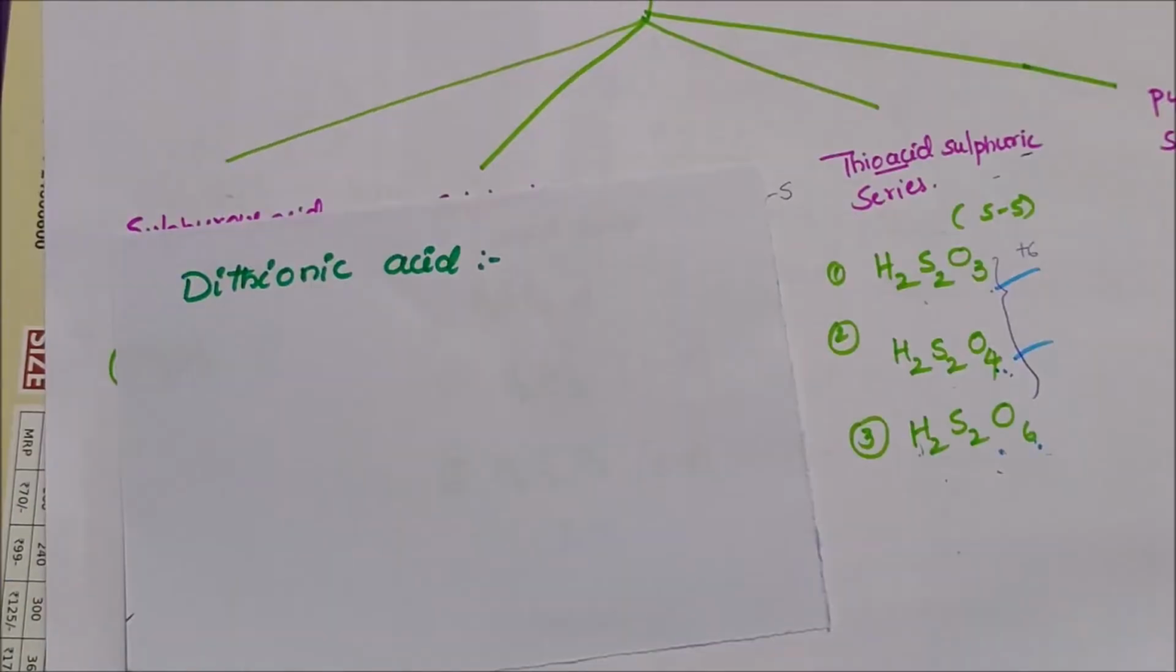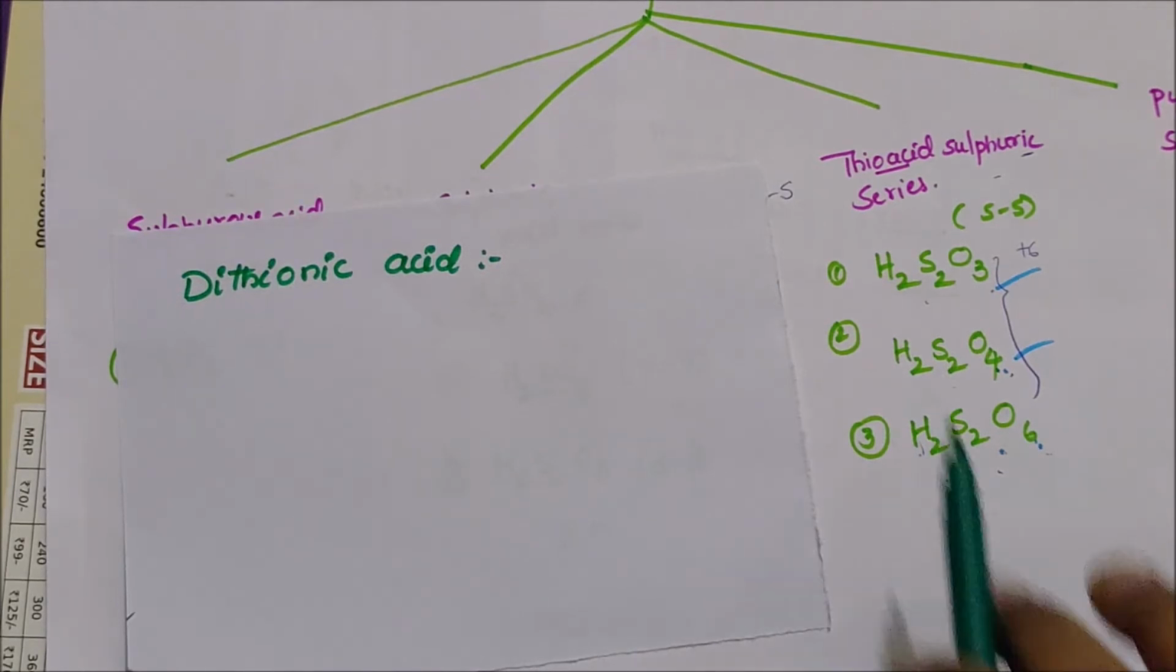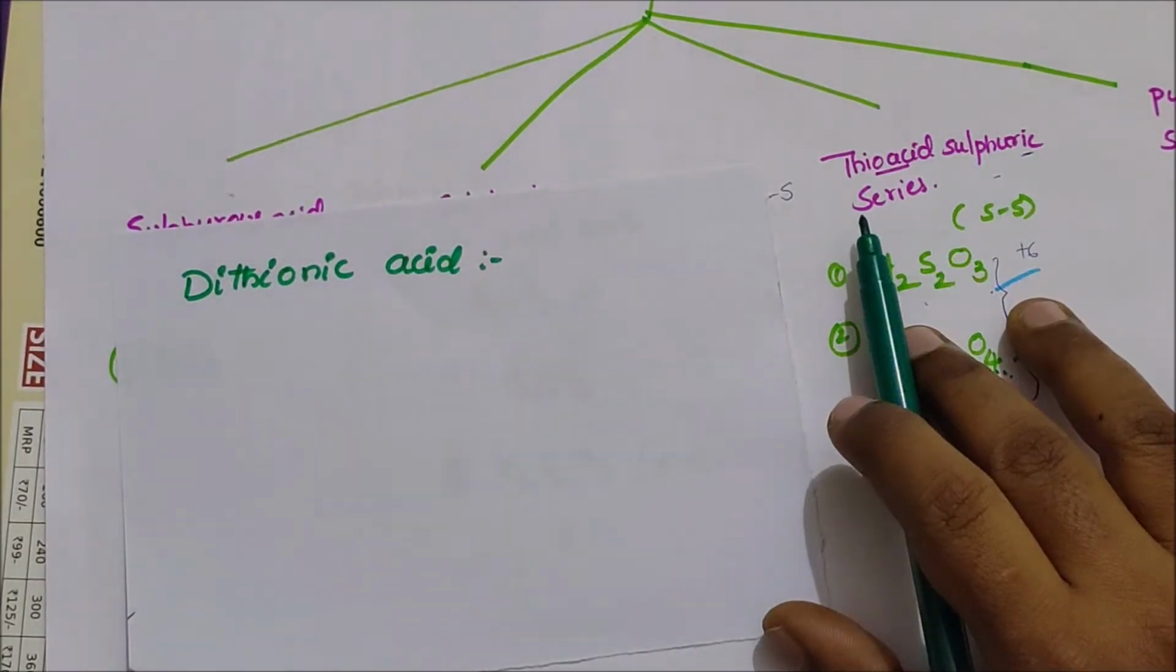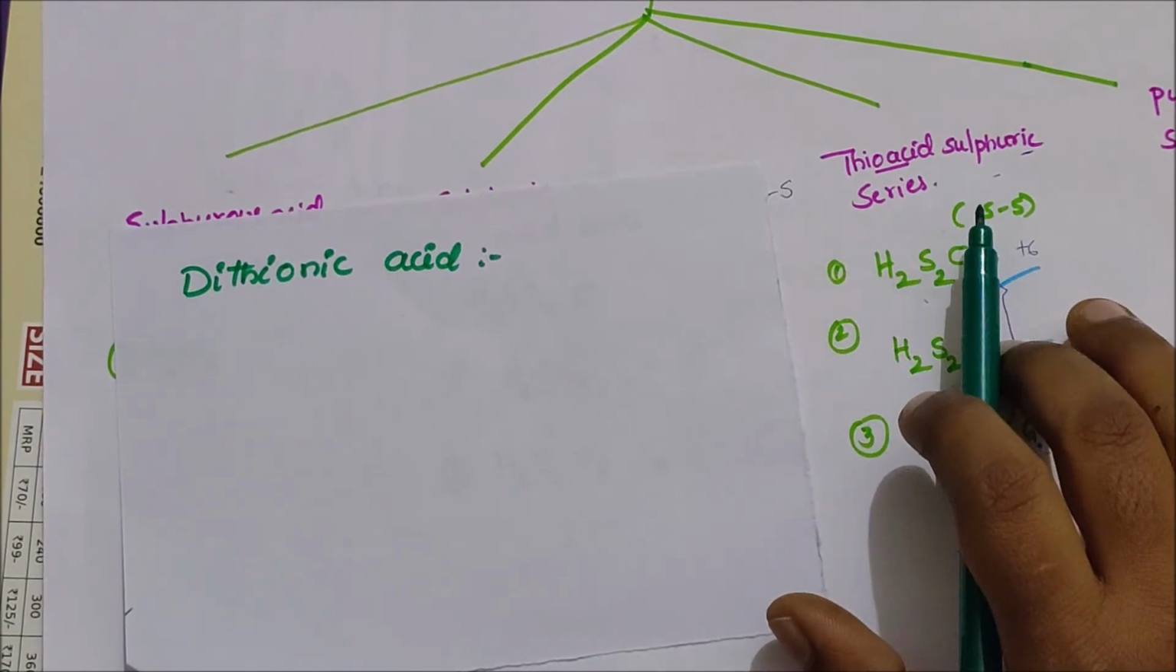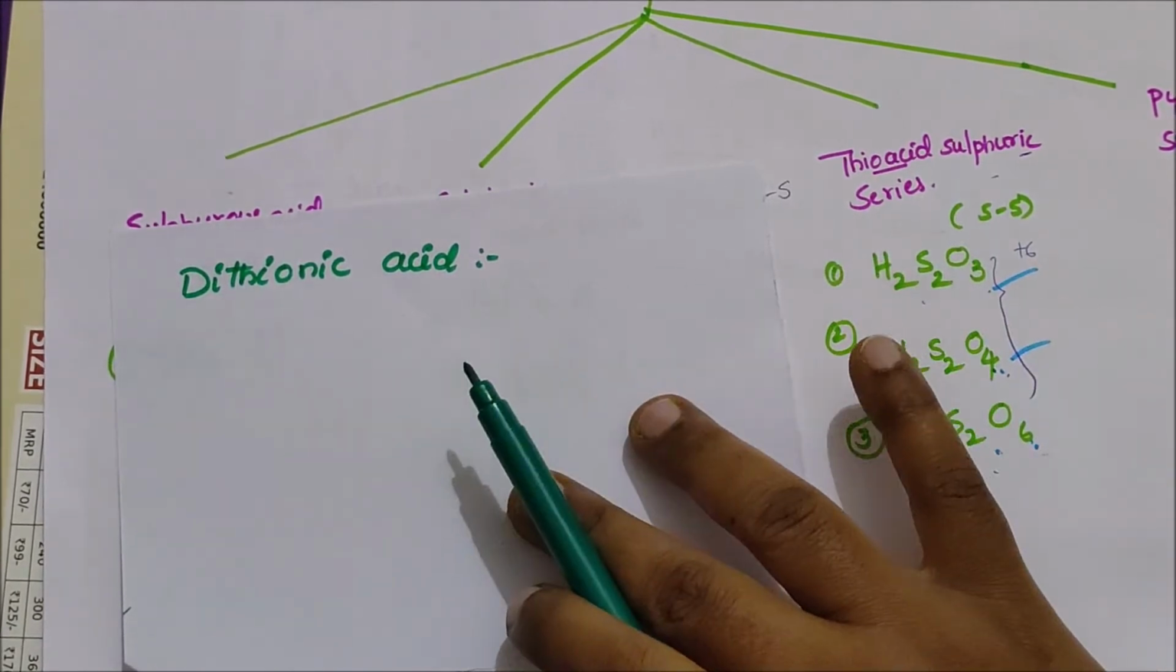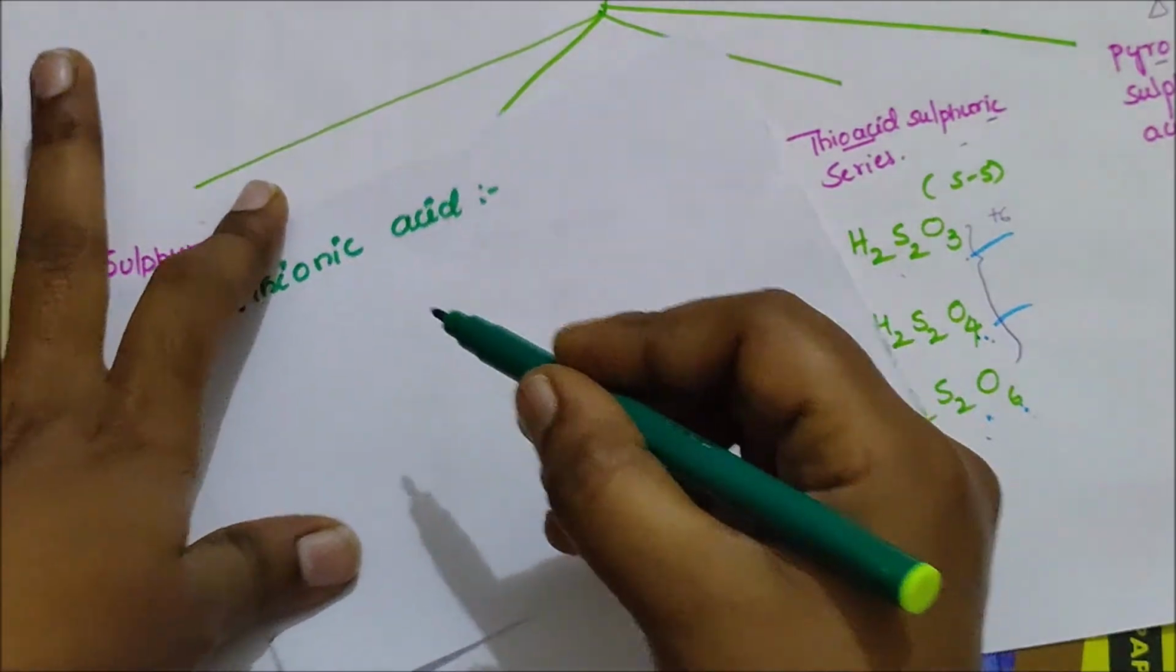And next one is dithionic acid. It is also in the thiosulfuric acid series. Dithionic acid contains dithio.